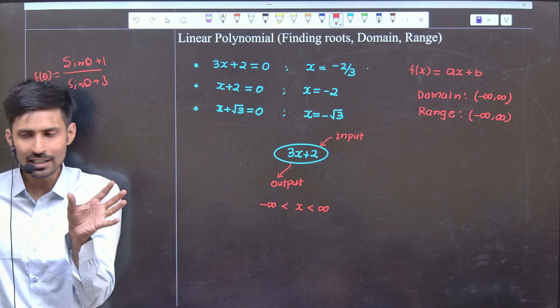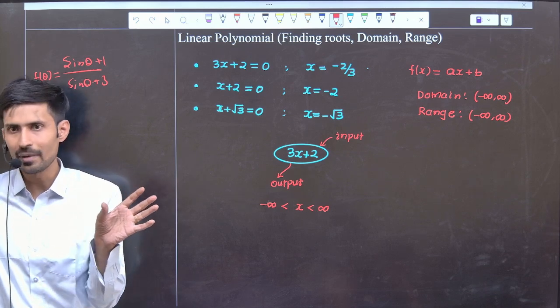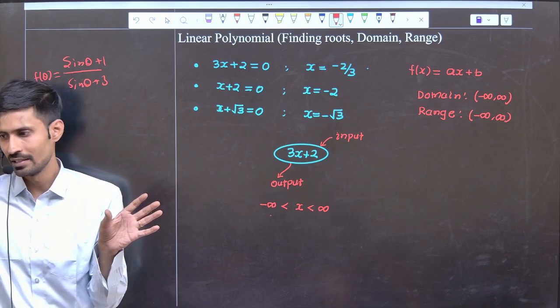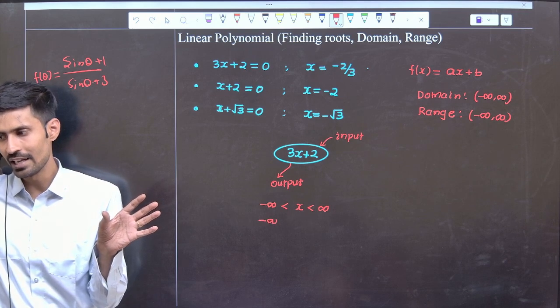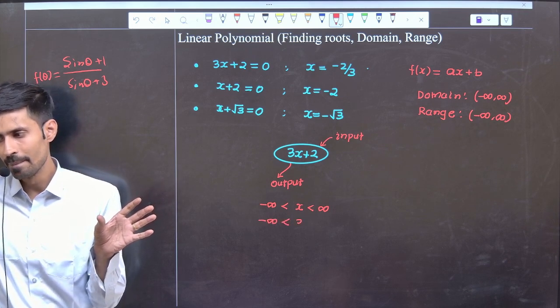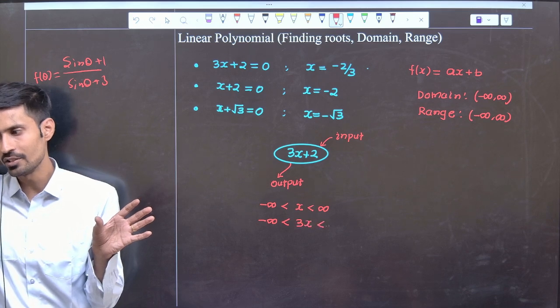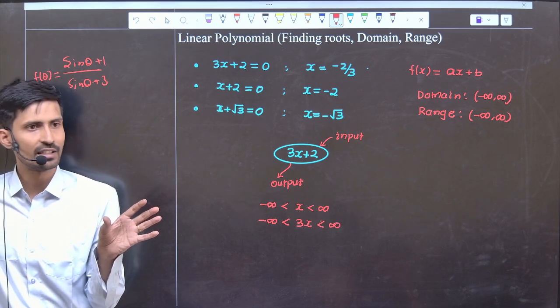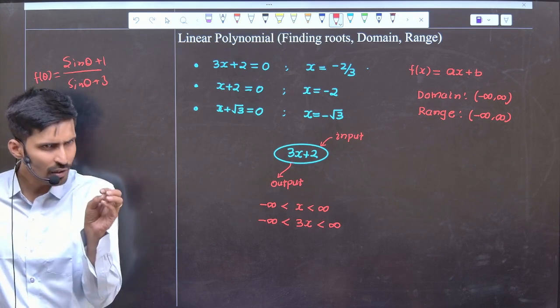3x. How will we get 3x? Multiply by 3. Minus infinity into 3 is minus infinity. x into 3 gives 3x. Infinity into 3 is infinity. So we got 3x. Now a little bit more increase.